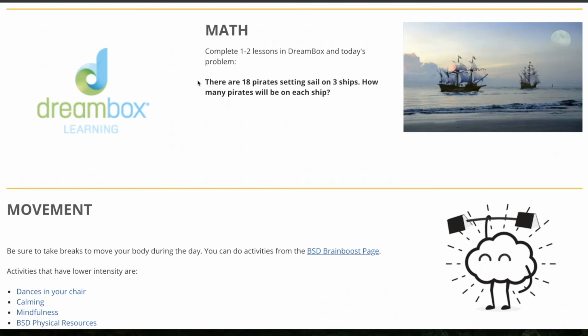Don't forget to do your movement activities for today to keep that blood pumping and your brain doing its very best work, and to go to the bottom to do your choice board activities as well.